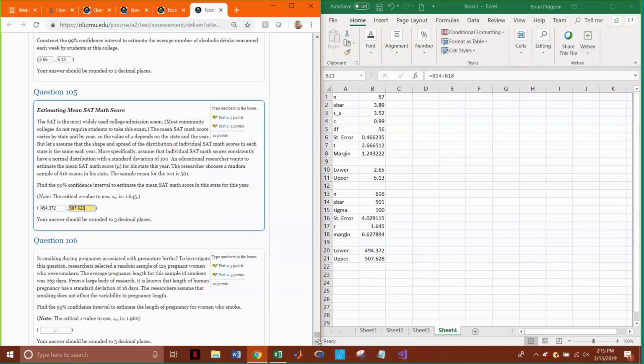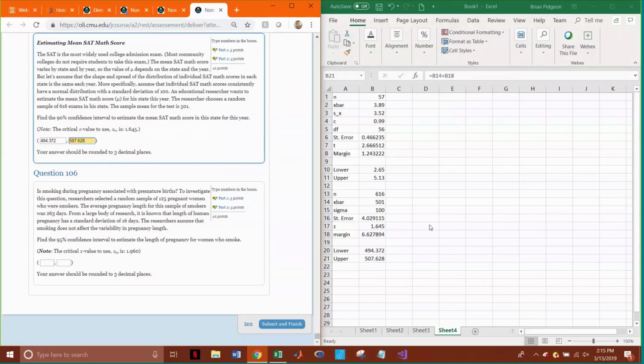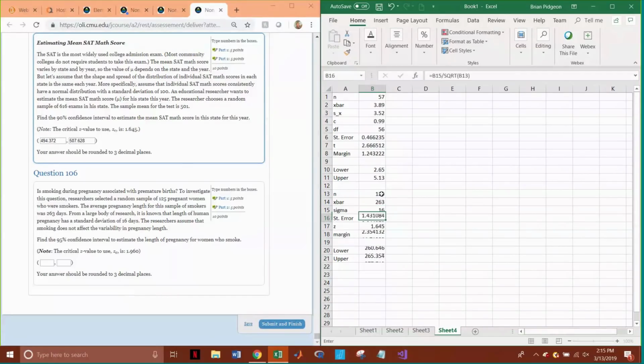All right, very last question. I'm not going to redo everything. I'm just going to type in what we have. So the question is, is smoking during pregnancy associated with premature birth? To investigate this question, researchers selected a random sample of 125 women. The average pregnancy length for this sample of smokers is 263 days. From a large body of research, it is known that the length of human pregnancy has a standard deviation of 16 days. And we just want a 95% confidence interval.